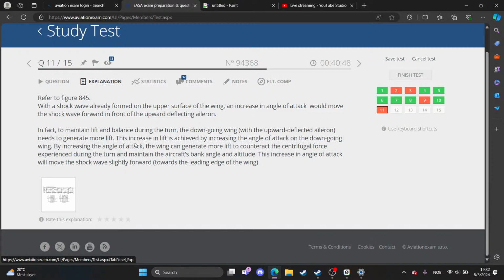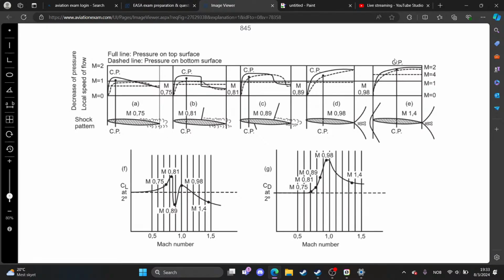In fact, to maintain lift and balance during a turn, the down wing needs to generate more lift. This increased lift is achieved by increasing the angle of attack on the downgoing wing. By increasing the angle of attack, the wing generates more lift to counter the centrifugal force experienced, blah blah blah. The increase of angle of attack will move the shock. I really hate this. I understand subsonic speed, but supersonic speed, that's my weakness.